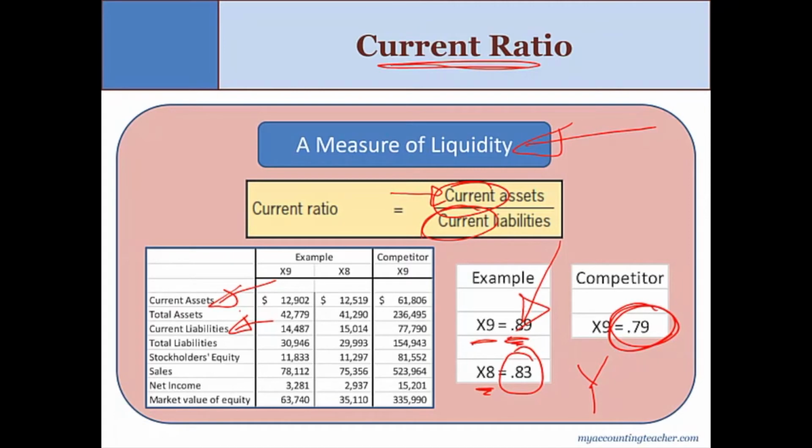But this tells us, okay, we're not that far off from our competitors. We're both less than 1 to 1. So we don't need to panic about having a 0.89 current ratio. Turns out in this industry, less than 1 to 1 is quite common. Current ratio is giving us a measure of our current assets relative to our current liabilities. It's a measure of liquidity.